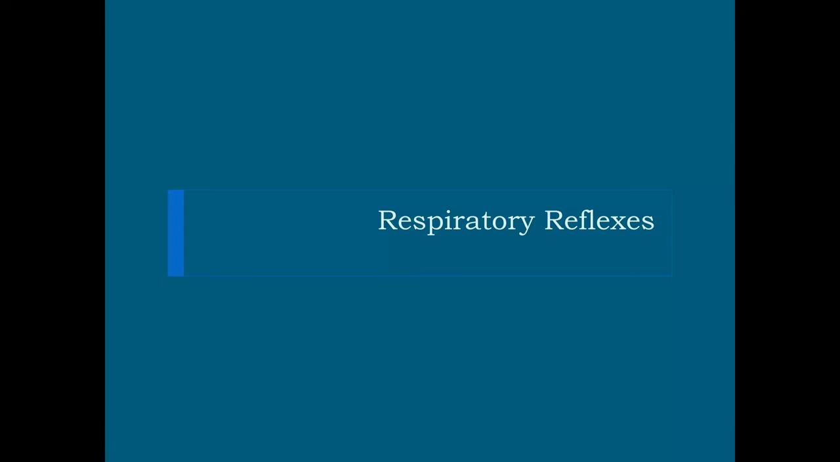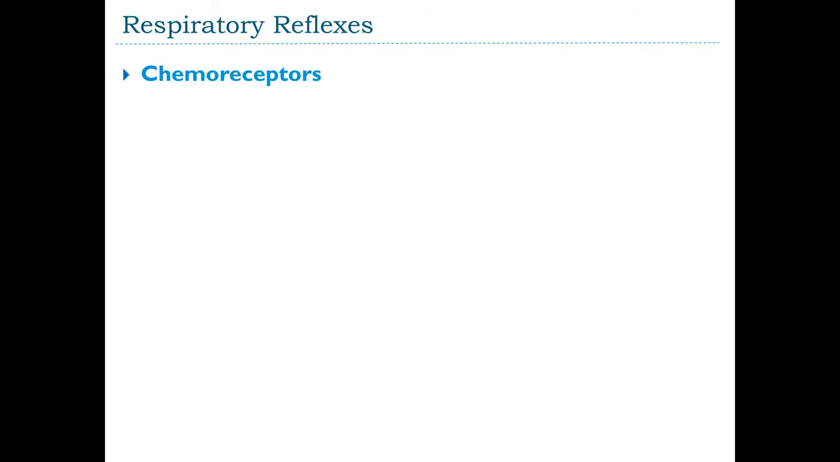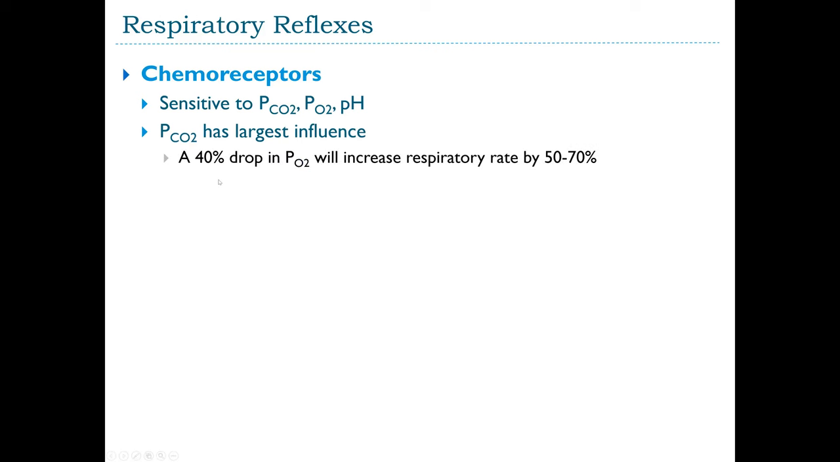So we'll cover just a little bit of the respiratory reflexes. Again, I'm not going into the same level of detail as your textbook. So respiratory reflexes are controlled by chemoreceptors, and chemoreceptors are able to sense carbon dioxide levels, oxygen levels, and the pH of the blood. And carbon dioxide pressure actually has the largest influence on changing your breathing rate. So for example, a 40% drop in your oxygen levels will increase your respiratory rate by between 50 to 70%, but just a 10% increase in carbon dioxide levels will double your respiratory rate. So carbon dioxide levels have a much stronger influence on the respiratory system than oxygen levels do.